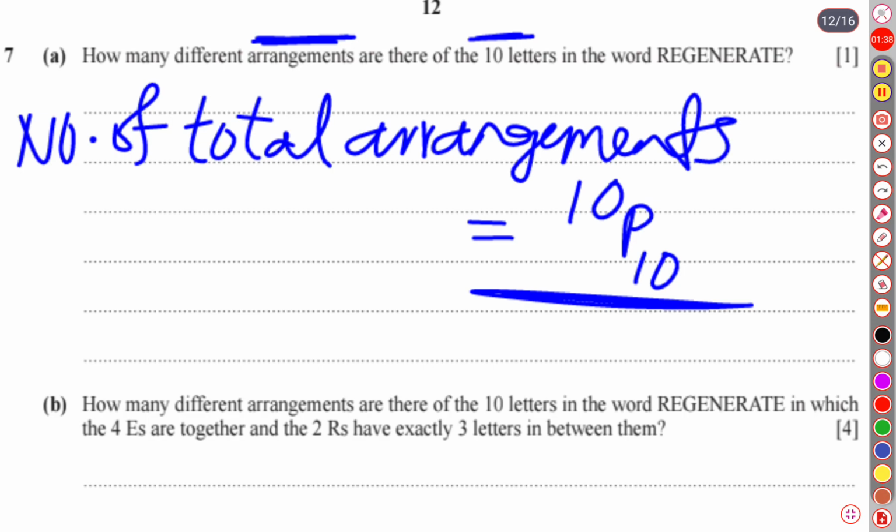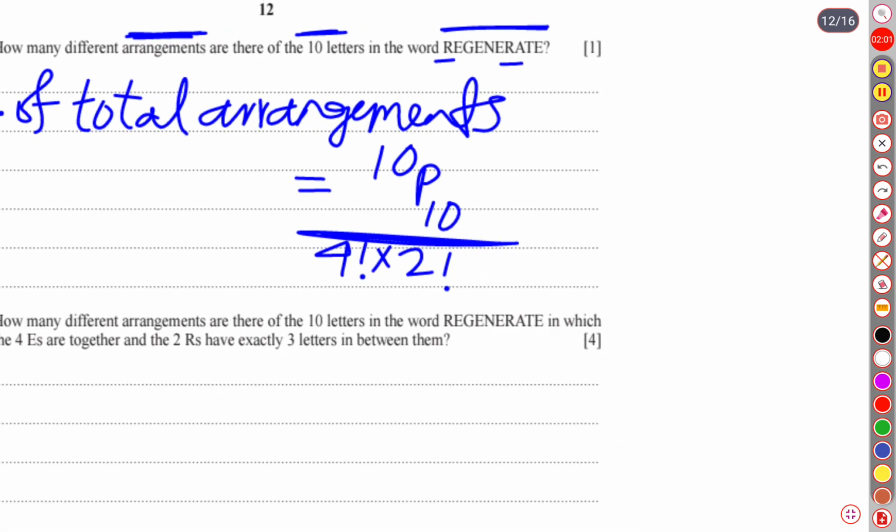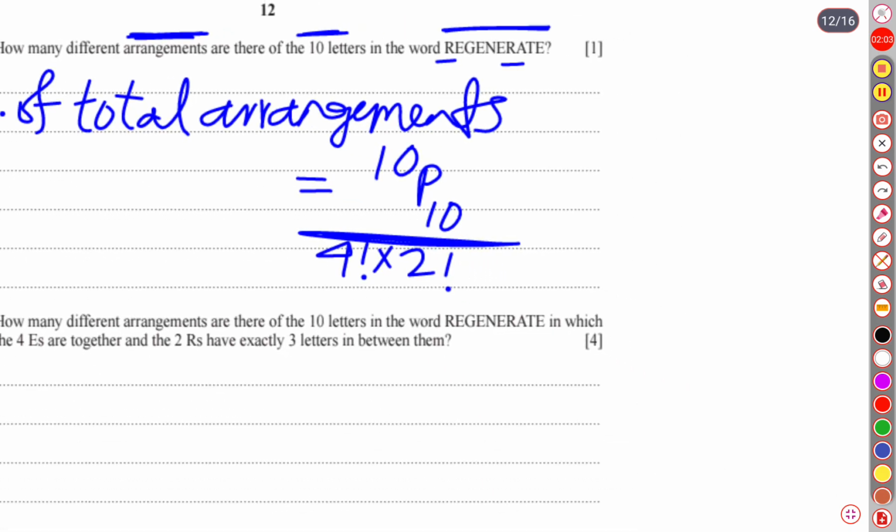Look at this. Among the letters of regenerate, there are 4 E's, so we will divide by 4 factorial. At the same time there are 2 R's also, so we'll have to divide by 2 factorial. This is actually nothing but 10 factorial over 2 factorial into 4 factorial ways. So 10P10 means 10 factorial.